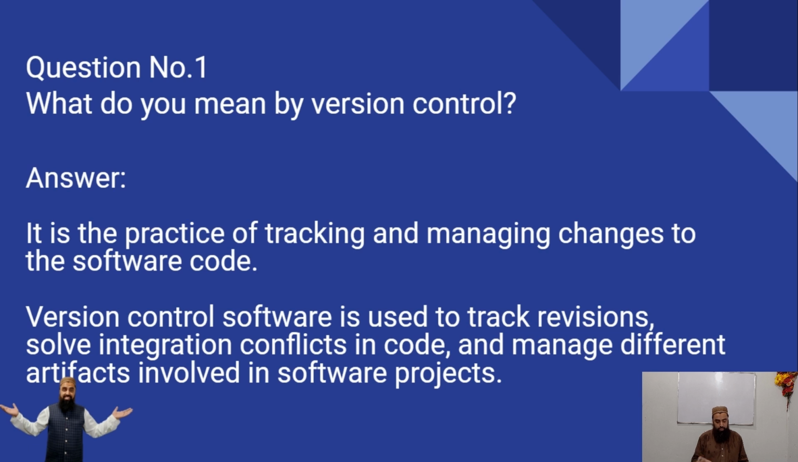And also version control software is used to track revisions, solve integration conflicts in code, and manage different artifacts involved in software projects. So version control is a complete process to manage your software code, and like we are using Git, and Git is one of the most frequently used version control software that manages and tracks all the revisions of the projects, branches, commits, and other changes of that project in software development.